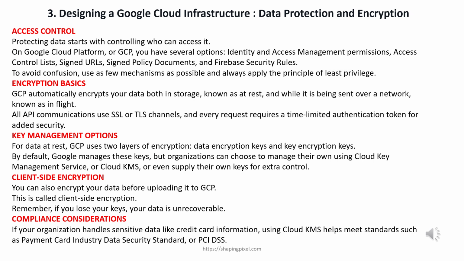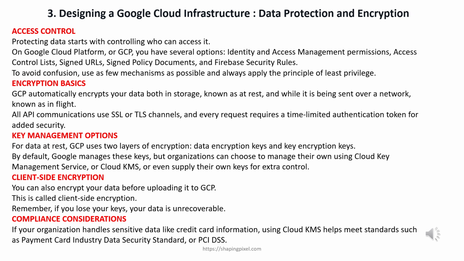Protecting data starts with controlling who can access it. On Google Cloud Platform, or GCP, you have several options: identity and access management permissions, access control lists, signed URLs, signed policy documents, and Firebase security rules. To avoid confusion, use as few mechanisms as possible and always apply the principle of least privilege.